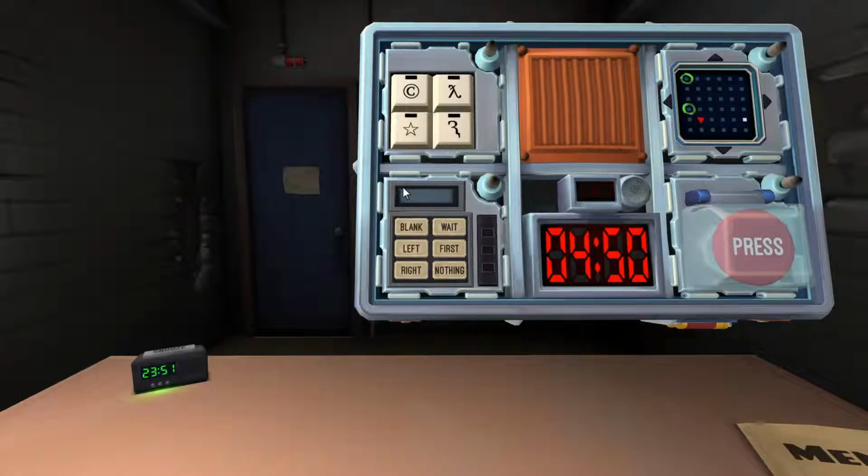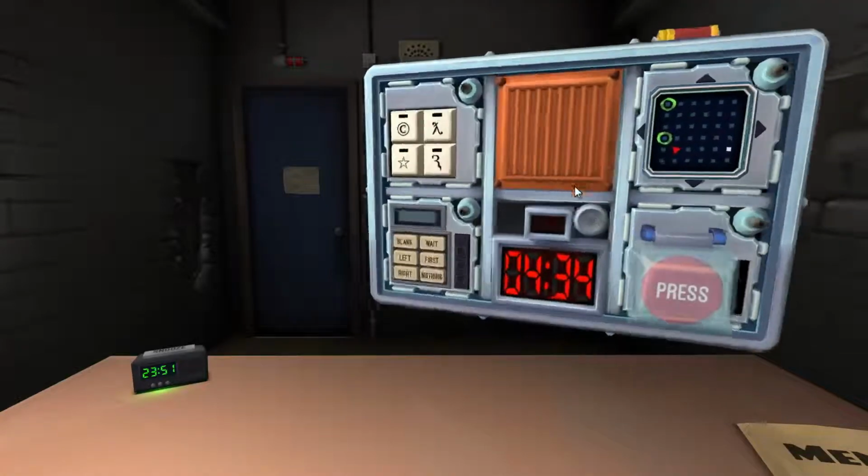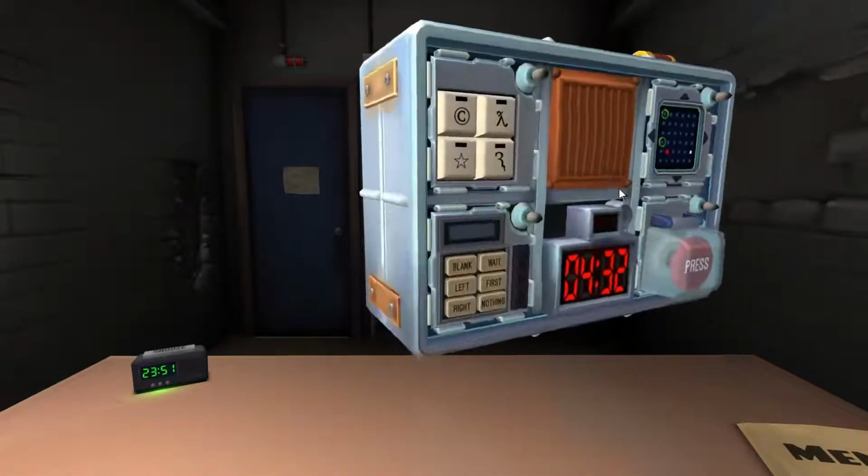Okay, one of, I don't know, True. There is a blank screen that probably has a word written in it, but right now it's blank. And then there's six keypads with words on it. It says blank, wait, left, first, right, nothing.